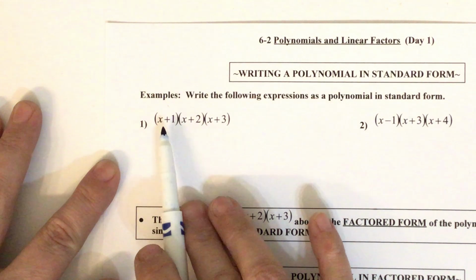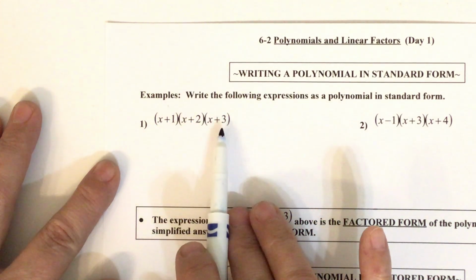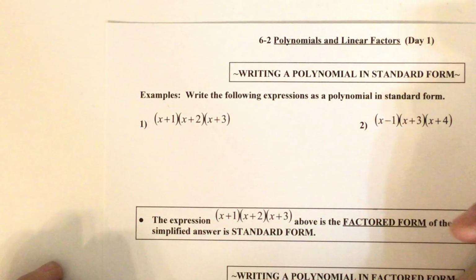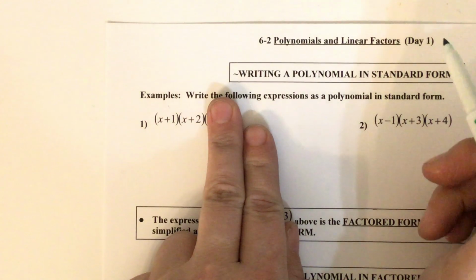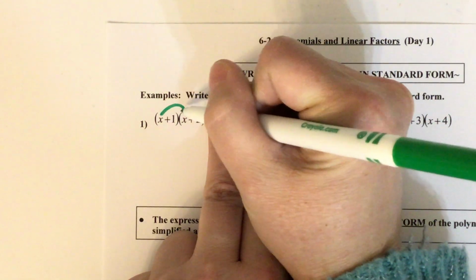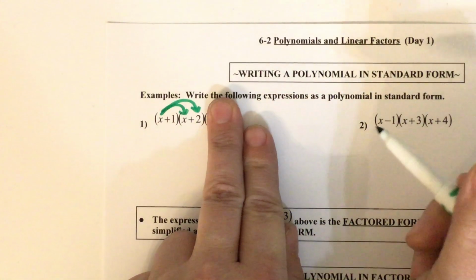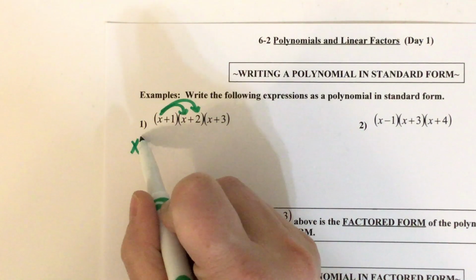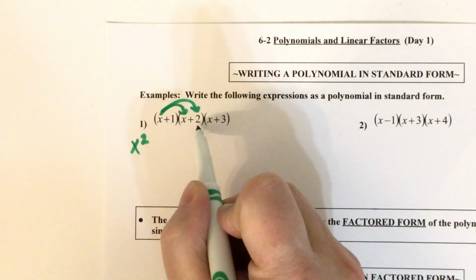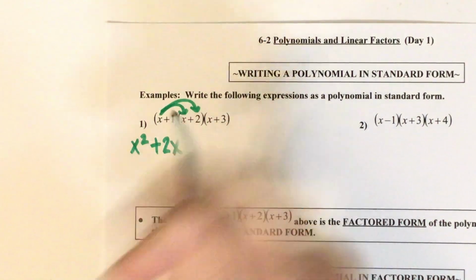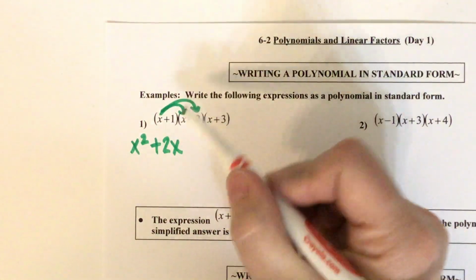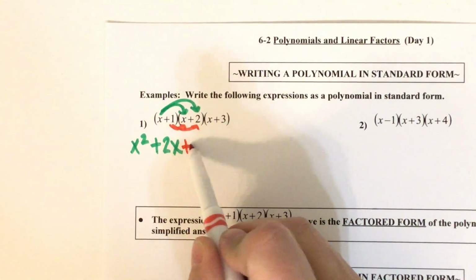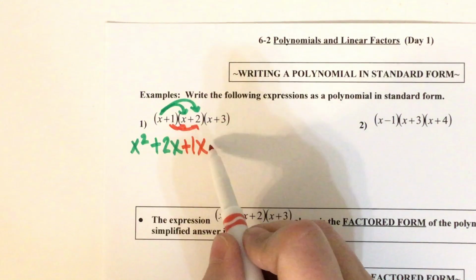So we had some problems in the last lesson where we had to multiply 3 things together like this. Sometimes the students struggle with this, so let's just try it again. I'm going to start by multiplying the front 2 pieces. First I'm going to distribute the x with everybody in the back. So x times x makes x squared, and x times 2 makes 2x. Then I'm going to distribute the 1 with everybody in the back. So 1 times x is 1x, and 1 times 2 is 2.